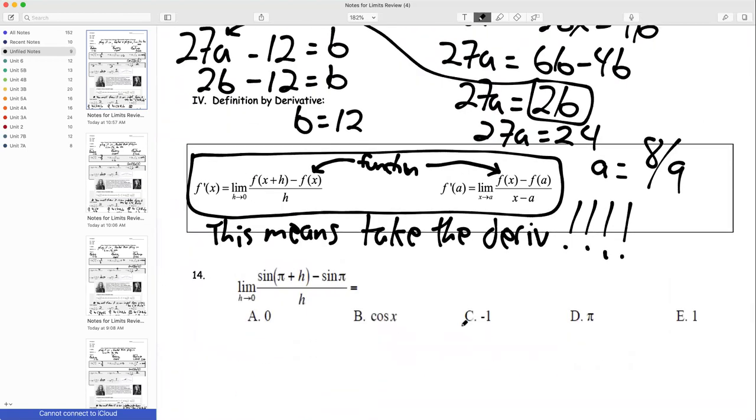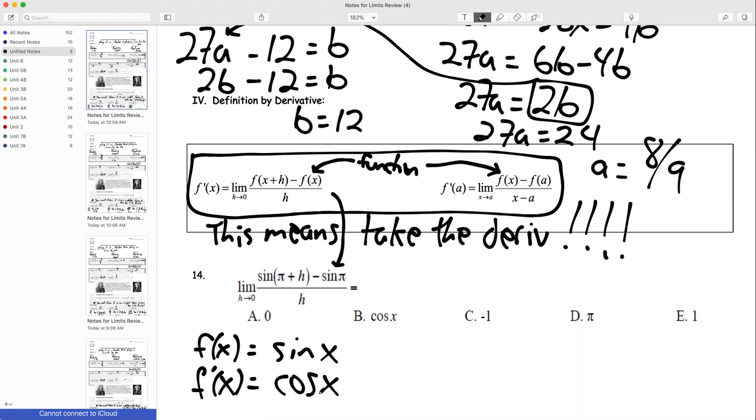And like I said, I see these a lot on multiple choice. The limit as h goes to 0. So I'm thinking derivative of the function. Where is the function? Don't say it's sine of pi because that's not a function. That's a point. What is my function? It's sine of x. That is my function. What does this mean? It means take the derivative. So what's the derivative of sine of x? Cosine of x. And then I'm evaluating it at pi.